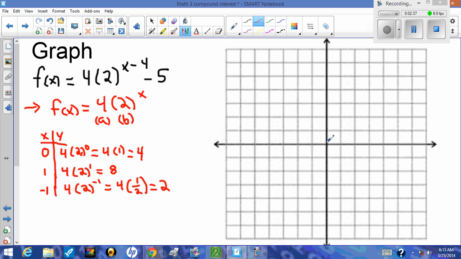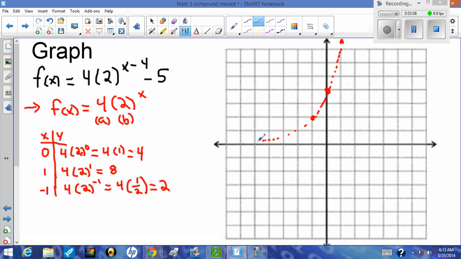So plotting our points, we're going to plot them lightly. We have 1, 2, 3, 4. So we have 0, 4. We have 1, 8. 1, 2, 3, 4, 5, 6, 7, 8. Ooh, slightly off. Let's put them up here. And we have negative 1, positive 2. So it's going like that. Okay, so these are my 3 points. I can see that it's probably coming down like this.